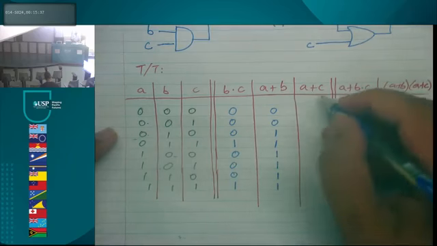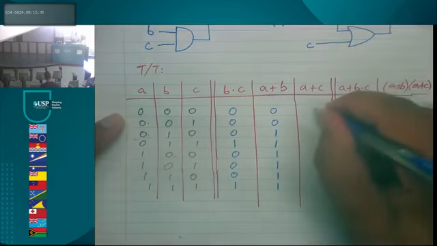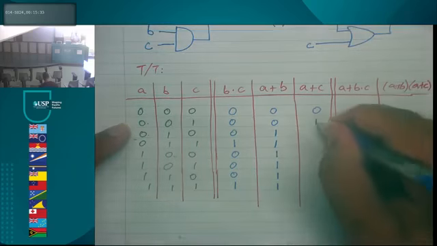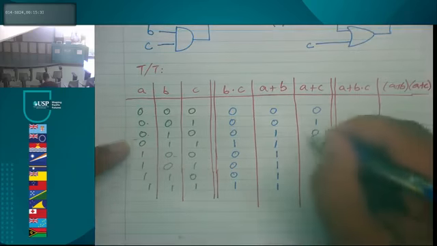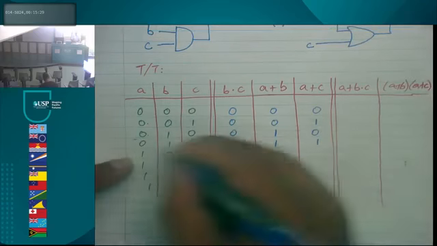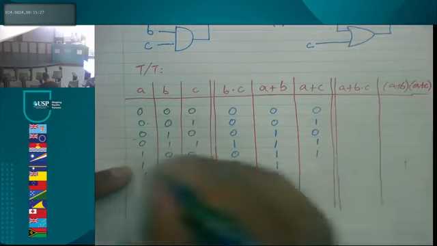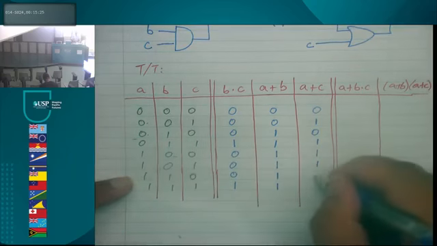Let's look at A or C. 0 or 0, 0. 0 or 1, 1. 1 or 0, 1. 1 or 1, 1.